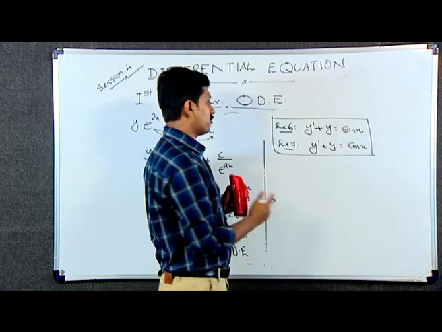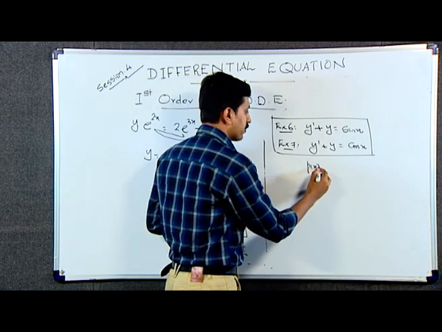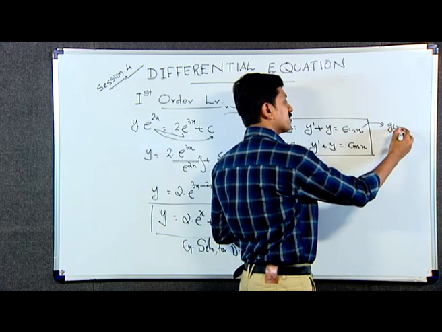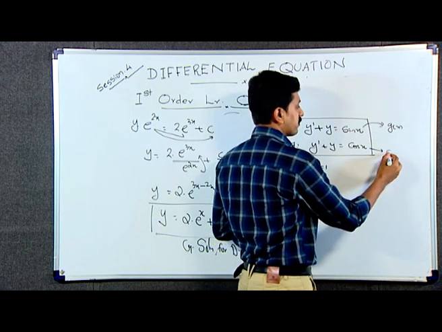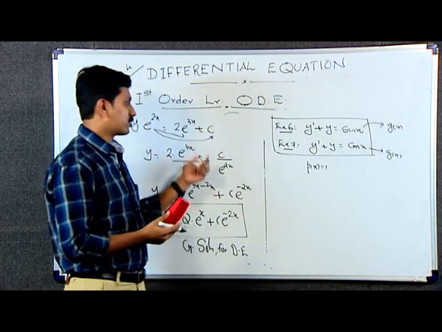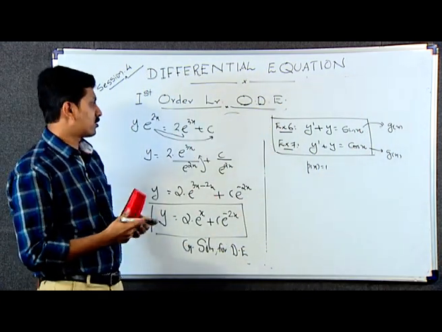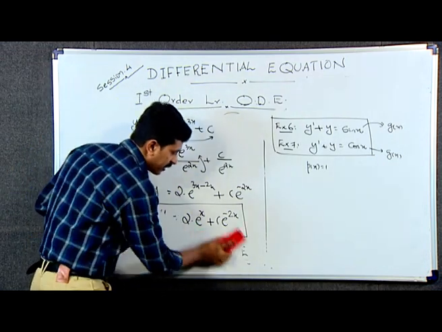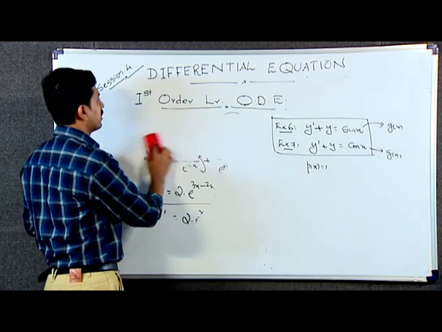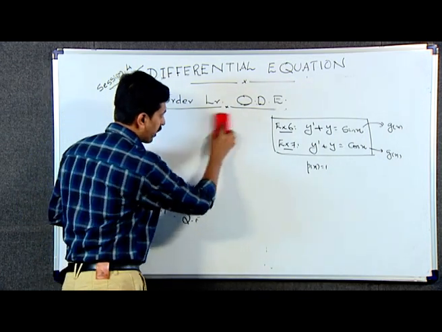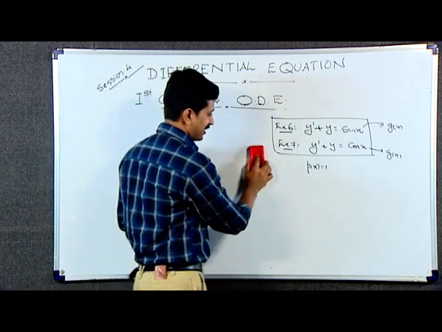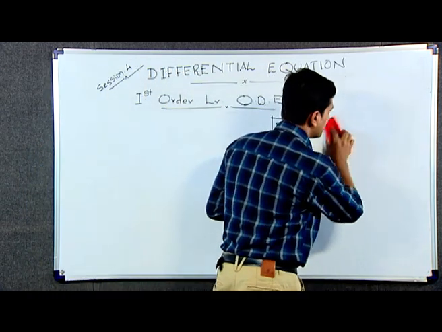Simply you can find that in both cases p of x is equal to 1. In the first case g of x is sin x, in the second case g of x is cos x. So, simply you can solve them as we solved all these questions. So, continue to solve questions like these. I would like to move to the next part of finding the solution of the first order linear differential equation.